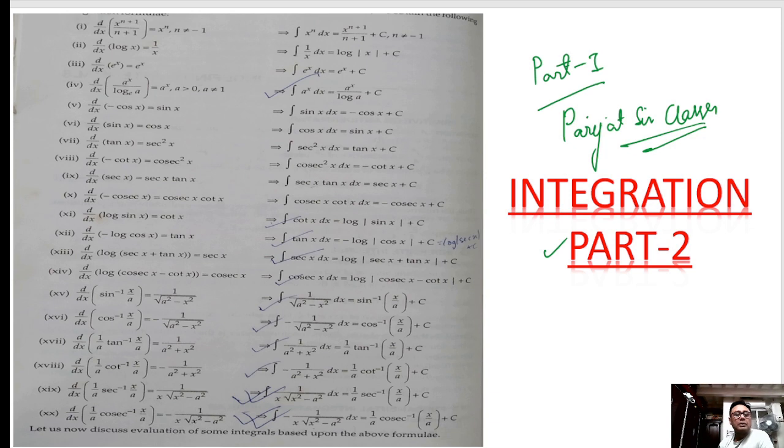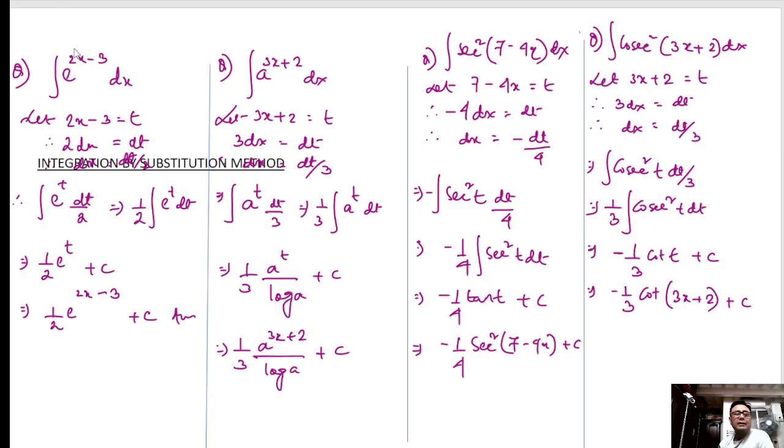First of all, we have the integration of e to the power 2x minus 3 dx. See how to do this type of sum. Let 2x minus 3 equal to t. Now differentiate this. Differentiation of 2x will be only 2 dx, 3 will be 0, and t will be dt. So this is the differentiation.